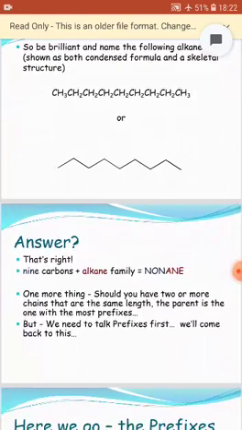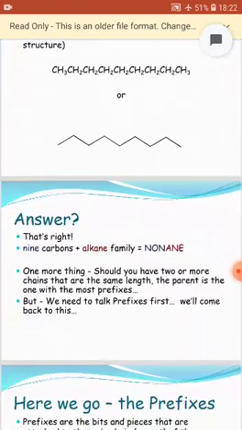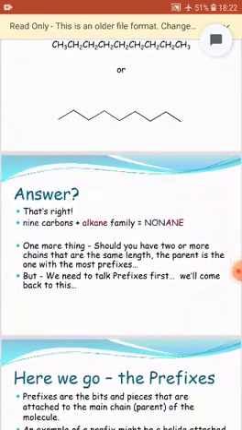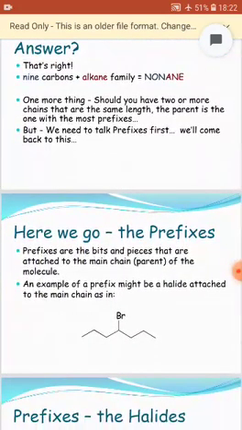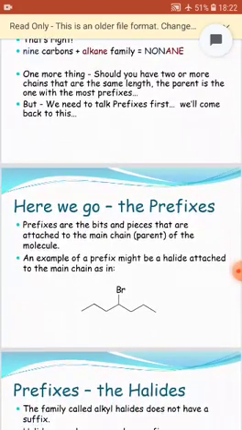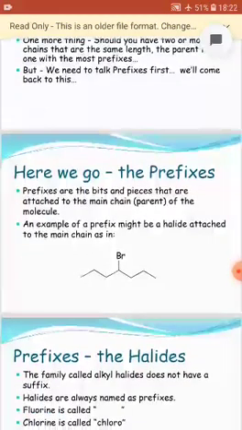One more thing, should you have two or more chains that are the same length, the parent is the one with the most prefixes. But we need to talk prefix first. We will come back to this. Here we go. The prefixes are the bits and pieces that are attached to the main chain, the parent chain of the molecule. An example of a prefix might be a halide attached to the main chain, as in we see.